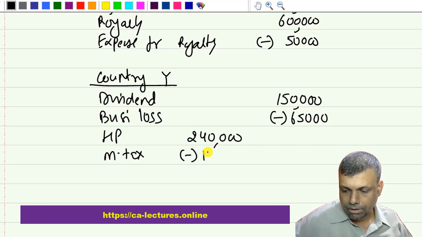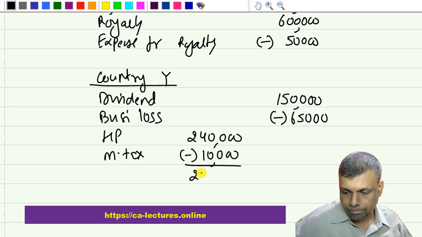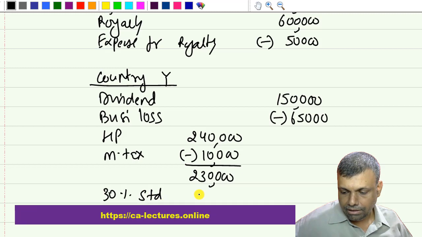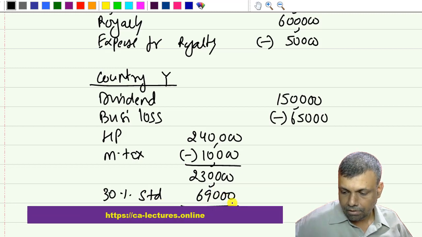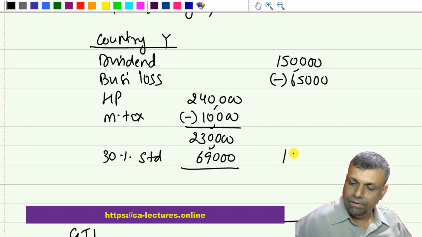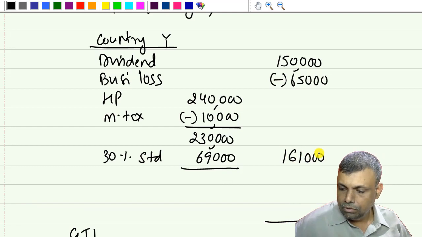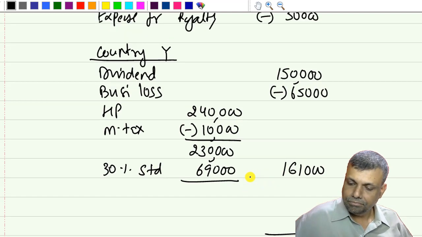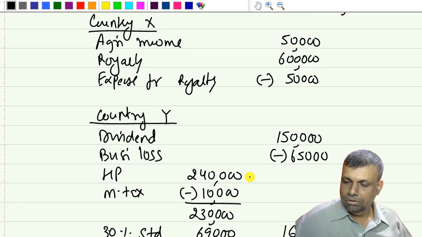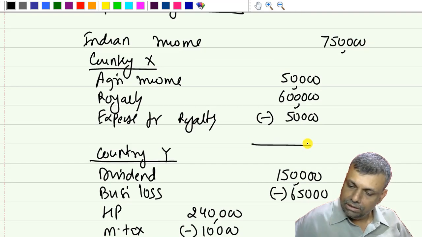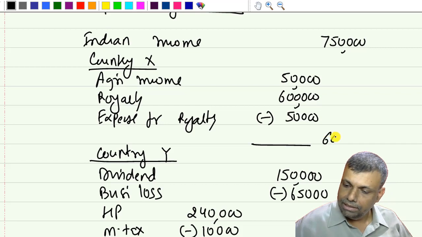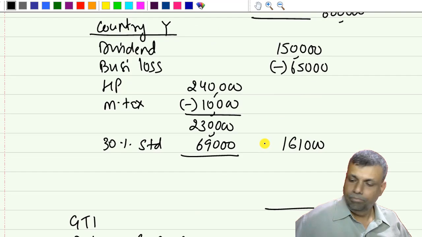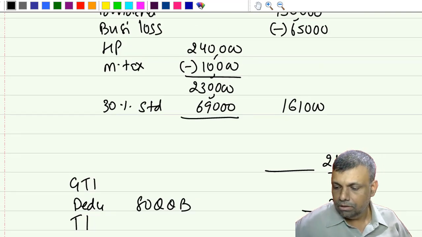2,40,000, municipal tax 10,000, balance, 30% standard deduction, and the net figure is 1,61,000 rupees. Okay, just keep on checking the calculation. So that's all about all the adjustments. You can just take the total in the outside column. Country X is 6 lakhs net figure, and country Y is 2,46,000.